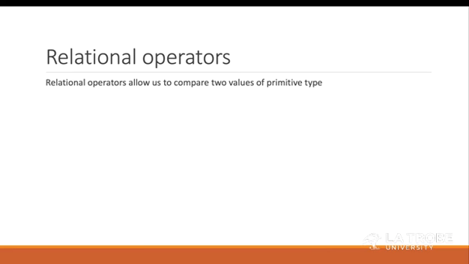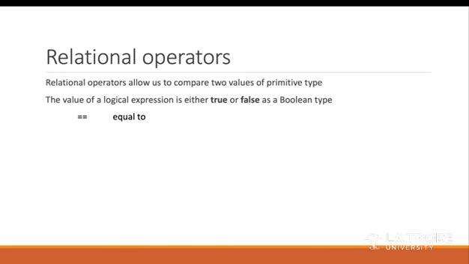As we saw, the if else statement must evaluate to a Boolean value. We need to understand what relational operators are and what they result in. Relational operators allow us to compare two values of primitive type. The type should be primitive, because strings cannot be compared using the expressions that we are going to see. The value of a logical expression is either true or false. So whatever you write inside the condition should evaluate to true or false, as in a Boolean type.